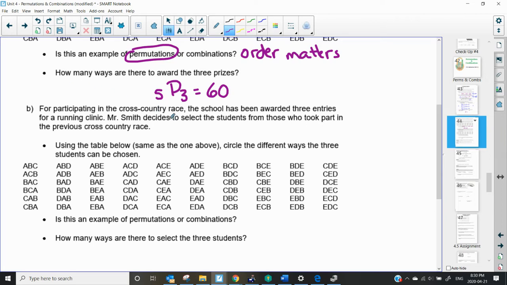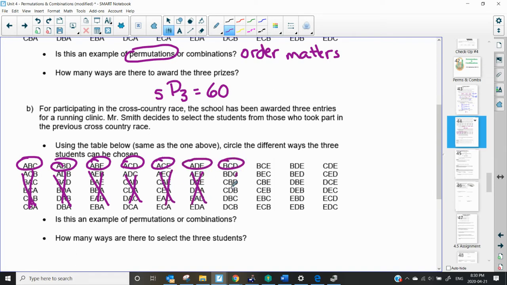And so if we go through here, we're only going to consider different combinations. So A, B, C is one grouping of students. It doesn't matter if he chooses them as ACB or BAC or so on. It's still the same group of students. So there's only one out of that column. ABD, these are all the same combination. And I'll just go through this quickly here. You'll notice that in all cases, only the top one needs to be circled, because all the rest are just different permutations or different arrangements of the same grouping of letters.